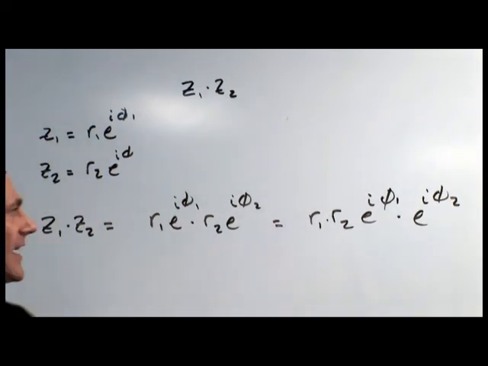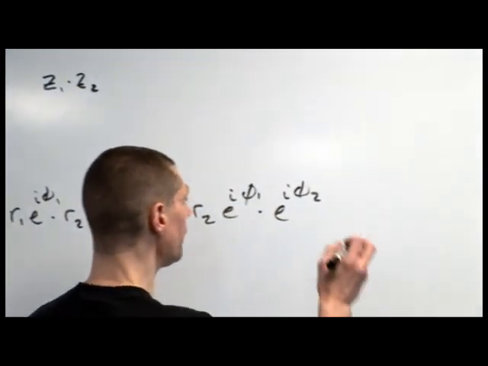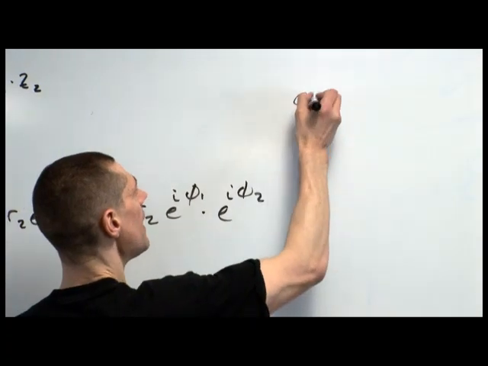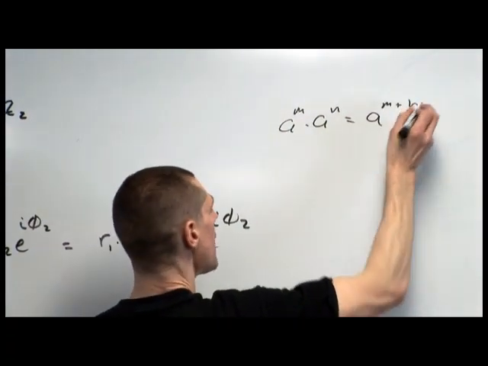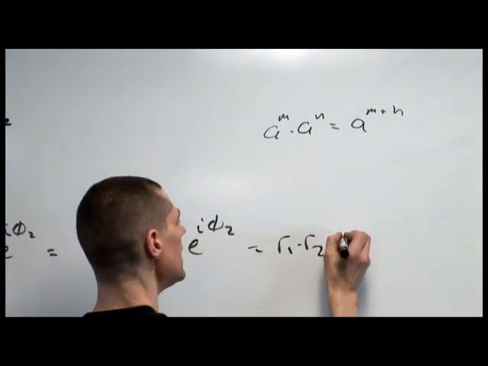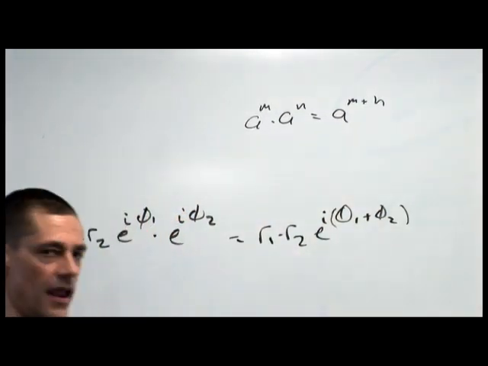Here's why I wanted to take the second step. Sometimes students don't see this right away, and we only have a minute left. But this has the same base. This is a to the m times a to the n. This is a to the m plus n. I'm going to do that right here. This is r1 times r2 e to the i theta 1 plus theta 2. And we'll be right back.